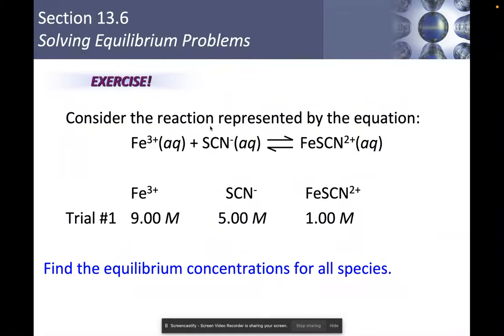Okay, here's another really good one. Consider the reaction represented below, so same exact equation. Trial 1, 9, 5, 1. What are the equilibrium concentrations for these things? Remember, I know what K is, so we're pretending like we're using the same K value. So 9, 5, and 1, can I find that? Of course I can find that. The ICE table is the key.